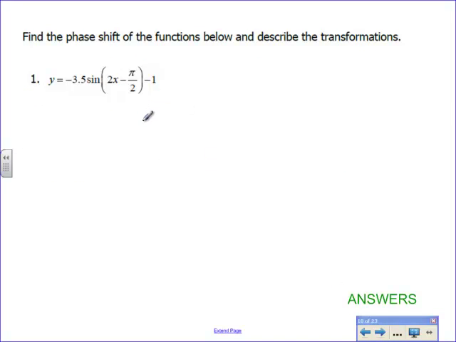Okay, find the phase shift and describe the transformations. The first thing I notice is I have an A, a B of some sort, a C because I've got 2 things going on there, and a D. So I have all 4 things happening here. What I notice is since I have a B and a C value, I'm going to have to factor. So if I factor out a 2, factoring is the same thing as dividing. It's going to leave me with pi over 4 remaining. Just kind of distribute for yourself to check to make sure that's all right. 2 times pi over 4 is going to reduce to pi over 2. So we're good. So start off by factoring.